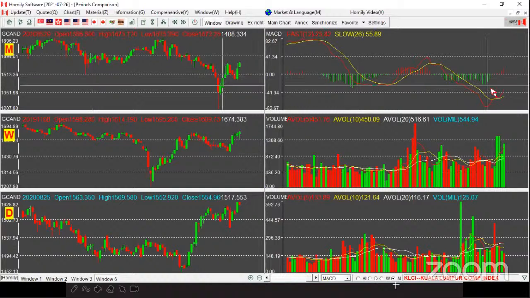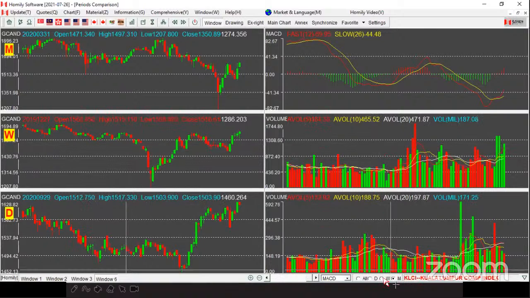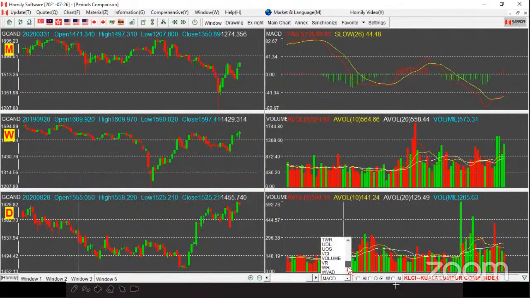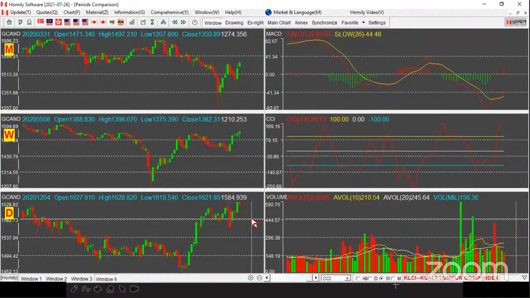So this is based on the monthly chart. And the middle one is the weekly chart window. So we also need to highlight W, which stands for weekly chart. On the weekly chart, we need to use the CCI indicator. So let's change the weekly chart into CCI. Okay, CCI over here. And the last step is the daily chart, right?